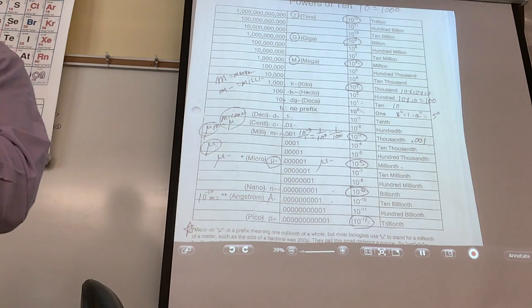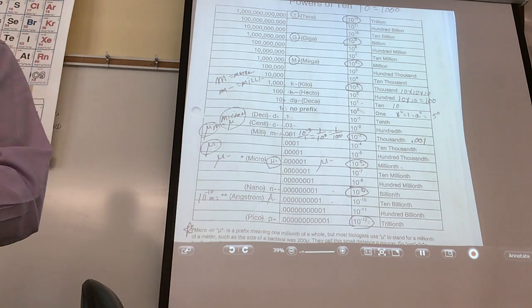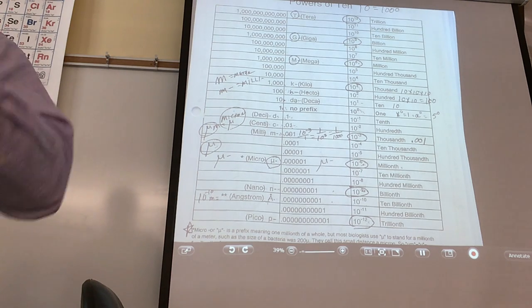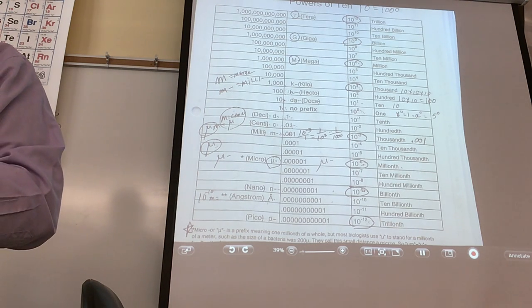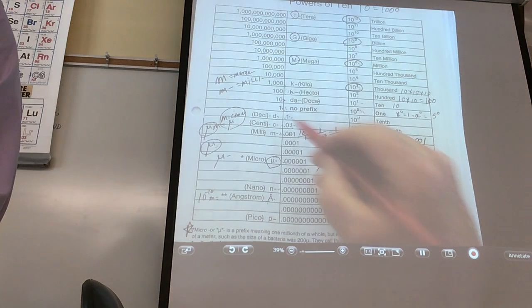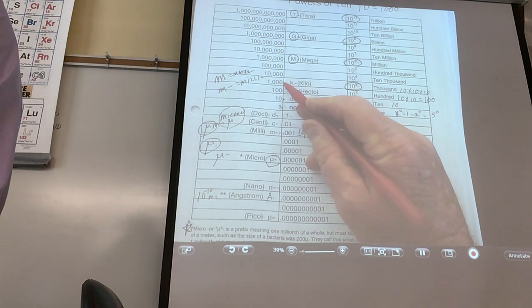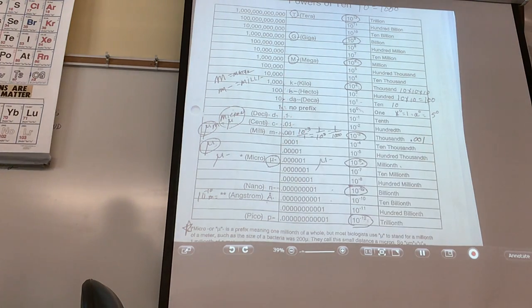So even if I look at it in terms of an exponent, if I know that 10 to the third is 1,000, 10 to the 6th is a million, 10 to the 9th a billion, 10 to the 12th is a trillion, right? I don't have to go 10, 100, 1,000, 10,000. I just have to know my powers of 10.